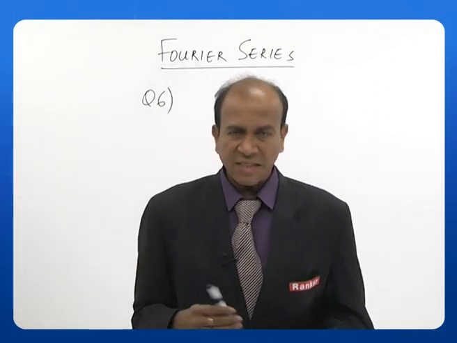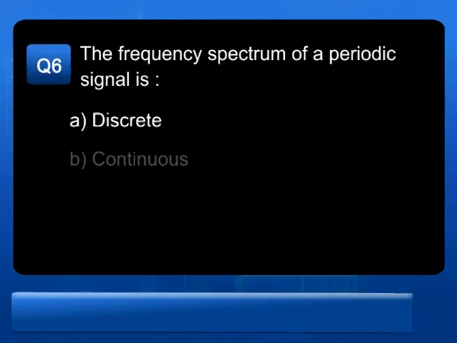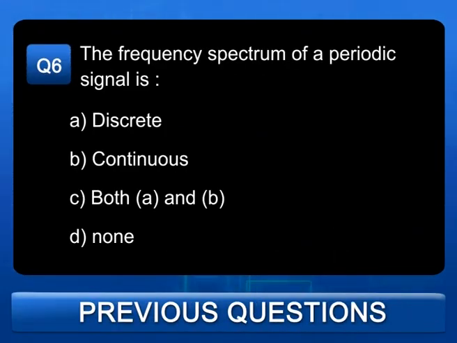Let us look at the 6th question. The frequency spectrum of a periodic signal is A, discrete; B, continuous; C, both discrete and continuous. Obviously the question is very confusing because an answer cannot be both discrete and continuous. Probably under certain conditions discrete, under certain conditions continuous. But anyway, we shall look at that again later. D is none of the above.